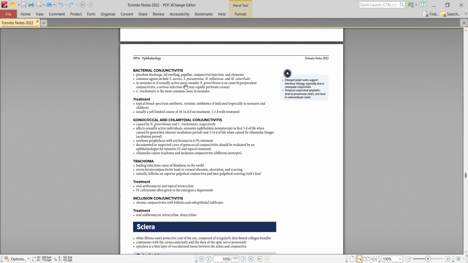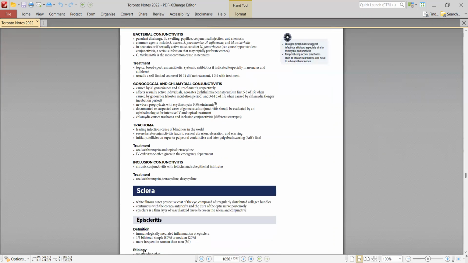So the culprits here are Staph aureus, Streptococcus pneumoniae, H. influenzae, Moraxella catarrhalis. Treatment: topical broad spectrum antibiotic. You give topical antibiotics like Ciplox drops, Oflox drops, eye drops. If it's still not responding, then you will give systemic antibiotics if needed.